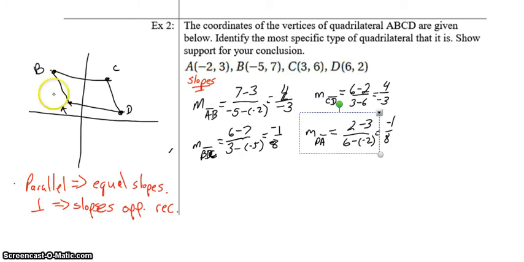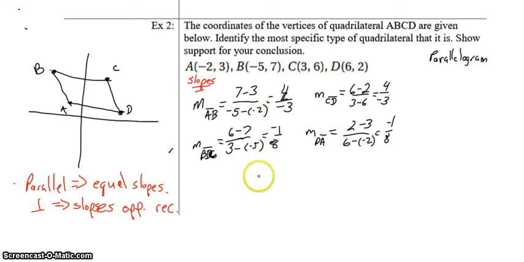So now this is where I check first. Okay, opposite sides paired up. Are they parallel? Do they have the same slope? Negative 4/3, negative 4/3. Negative 1/8, negative 1/8. So we do have a parallelogram. That's good. Do we have a rectangle? Well, are consecutive sides perpendicular? So is negative 4/3 and negative 1/8 opposite reciprocals? No, not even close. As soon as we get one that isn't, we're done.